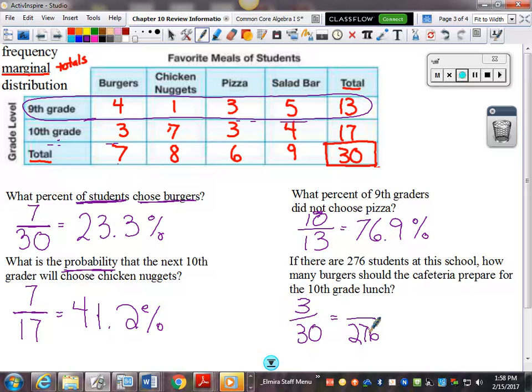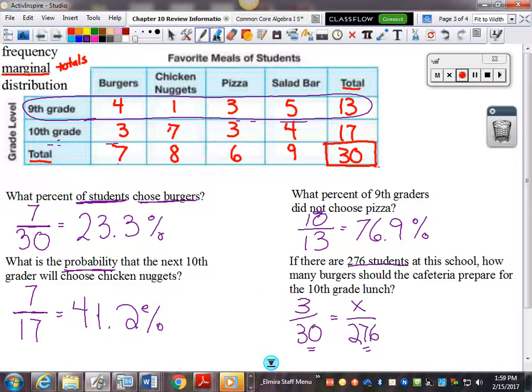276 total students. So if it didn't say 276 10th graders, it said 276 students. So I have to compare apples to apples. We have to have a denominator of 30, because that's the total number of students in our survey, and a denominator of 276 represents everybody. So if 3 out of 30 students in 10th grade wanted burgers, then I don't know how many, so we'll say X out of 276 are going to want burgers. So this is a proportion.